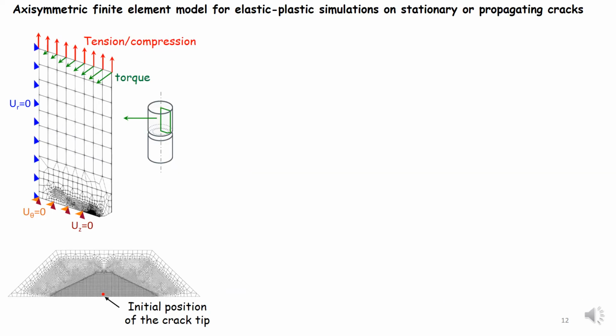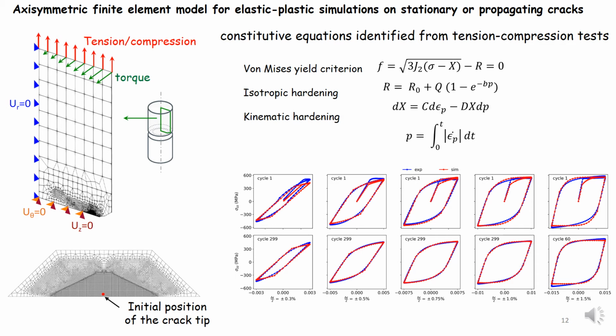To analyze this phenomenon and to investigate the influence of the torque on plasticity-induced closure, an axisymmetric finite element model with a regular refined mesh near the crack tip was developed. Tension, compression, and torque were applied on the top line. Elastic plastic constitutive equations using von Mises yield criterion, isotropic, and nonlinear kinematic hardening were identified based on strain control tension compression tests and implemented in the finite element model. We checked that there were always at least 4 elements within the plastic zone.